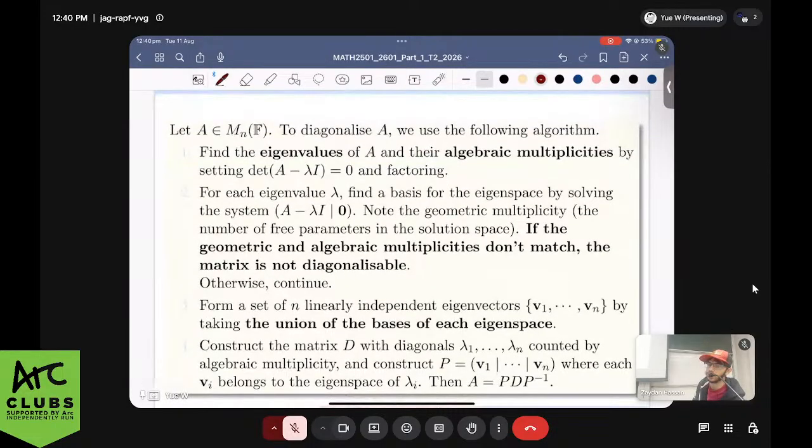How do you diagonalize a matrix? You find the eigenvalues, find the algebraic multiplicities, then find the geometric multiplicities by solving A minus lambda I times v equals 0. That's finding the kernel. If the dimensions don't match, then it's not diagonalizable. But if they do match, you can continue. Then to do A equals P D P inverse, you take D with diagonals being the eigenvalues according to multiplicity, and you take P to be the eigenvectors, so the basis vectors of each eigenspace, where v_i belongs to the eigenspace of lambda_i.